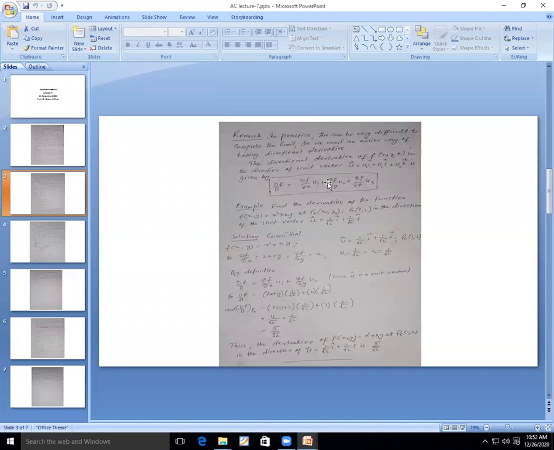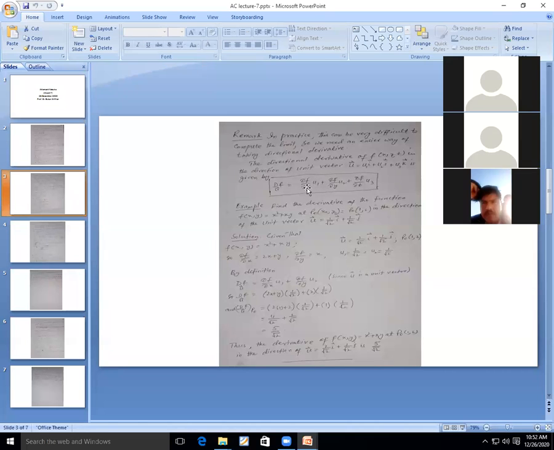Using this formula, what do you have? First try to find the partial derivative of f with respect to x, then the partial derivative of f with respect to y, and then the partial derivative of f with respect to z. But since in this example our function is in two-dimensional space, we omit this third term from the formula. We simply need to find the partial derivative of f with respect to x and then the partial derivative of f with respect to y.